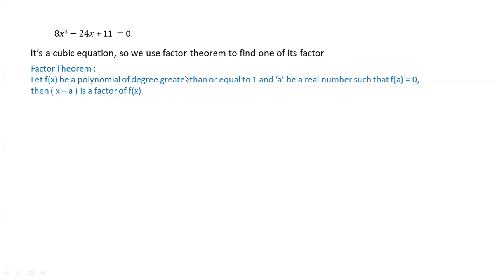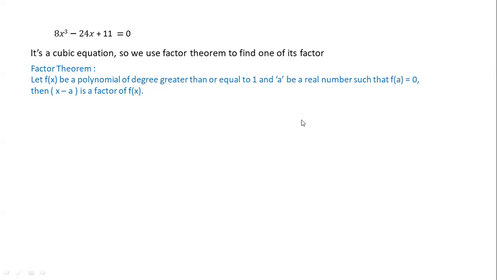Its degree is greater than or equal to 1. Our degree in this case is 3, that is the highest power of the variable x. And a is a real number. If you put a in place of x and you get the answer as 0, then we will say that x minus a is a factor of the polynomial f of x. This is the factor theorem. So you have to find one such value of a which will make f of x equal to 0.